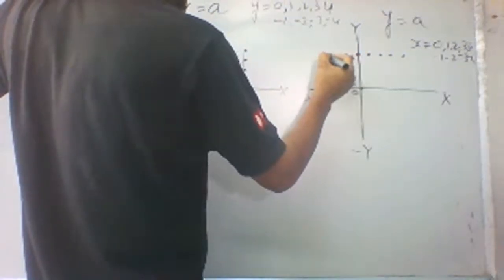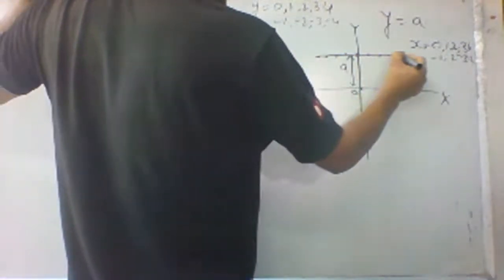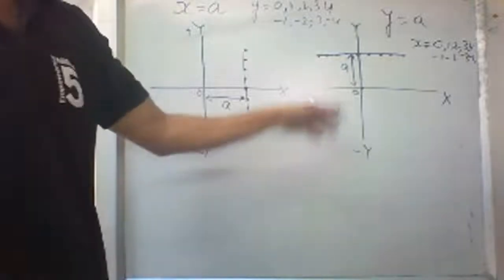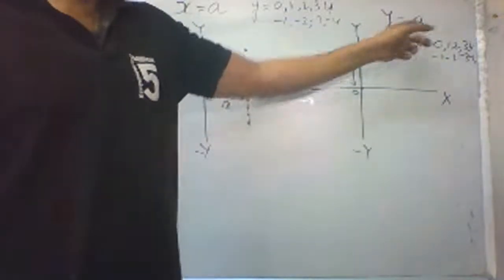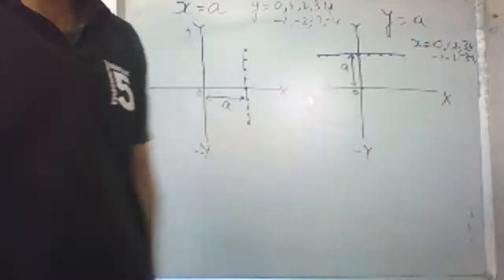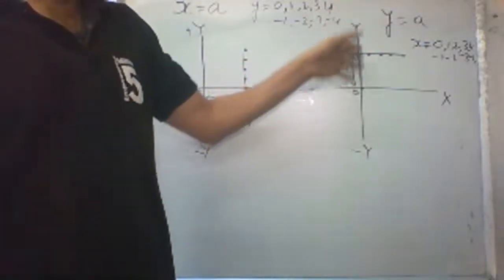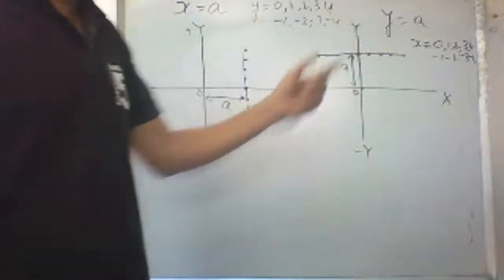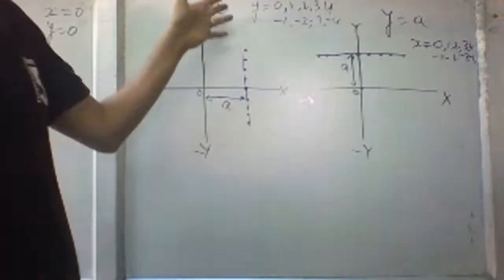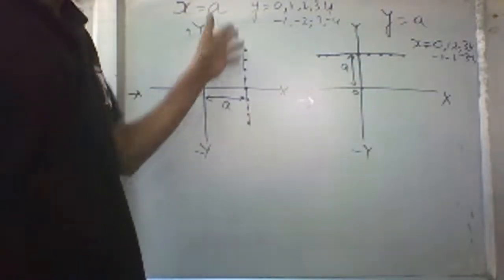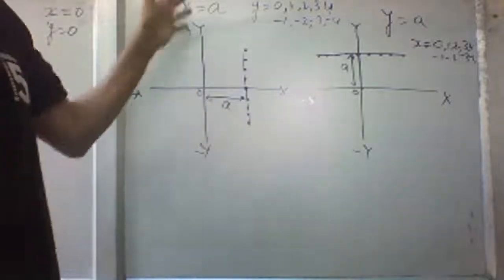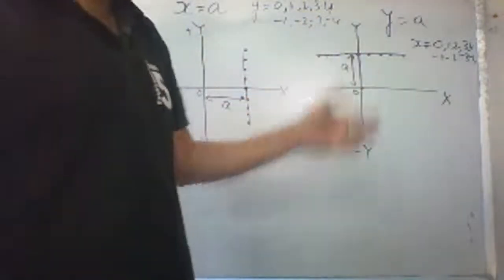-1, -2, -3, -4. A straight line parallel to the x-axis is x is equal to 0, y is equal to a, or x is equal to 0. So you have seen y is equal to a means somewhere on the y-axis we will make a straight line like this. For x is equal to a, somewhere on the x-axis we will make it like this. It is parallel to the y-axis and it is parallel to the x-axis.